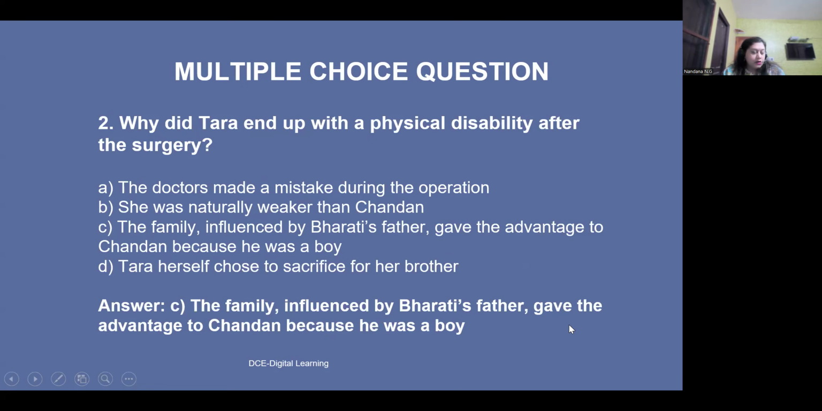Second question: why did Tara end up with a physical disability after the surgery? The options are: the doctors made a mistake during the operation; she was naturally weaker than Chandan; the family, influenced by Bharati's father, gave the advantage to Chandan because he was a boy; Tara herself chose to sacrifice for her brother. The answer is option C. The family, influenced by Bharati's father, gave the advantage to Chandan because he was a boy.